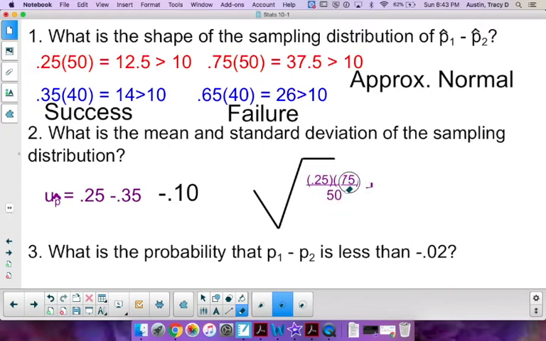So you've got your first one, 0.25 times 0.75 divided by 50. You've got your second one, and notice these are all in one big square root. All gets put in together. So you're going to do a big square root in your calculator, and it's going to have two fractions in it. Not a big deal. Your calculator will do it quite nicely.